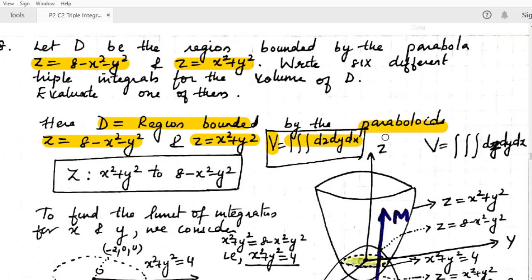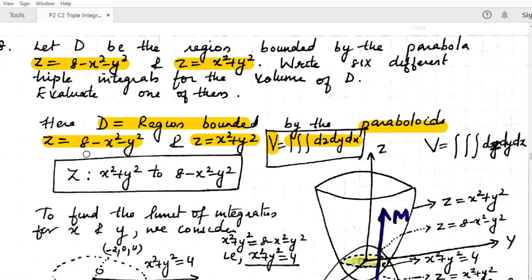In this solution I will be discussing the formula V is equal to triple integral dz dy dx. I will be using only this formula and evaluating the volume with it. We can use all the formulas and evaluate them, but the remaining part is left to you to do. So first let us see what our region is.